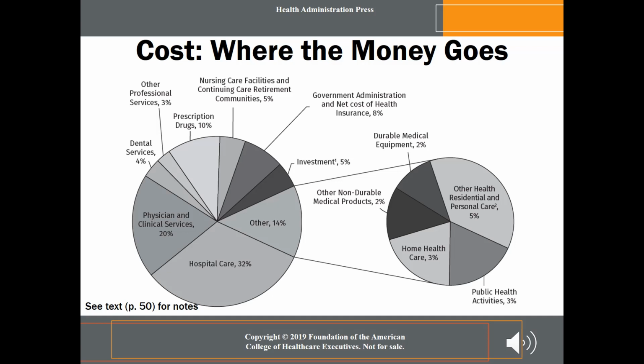When we look at how much we spent as a nation on healthcare in 2017, which was about $3.2 trillion, which made up about 20% of our GDP, which is about $10,000 a person, it is important to know where those dollars were spent. And this graph gives an illustration of that. You can see 32% to hospital care, 20% to physician and clinical services, and you can see the breakout of the remaining percentages.